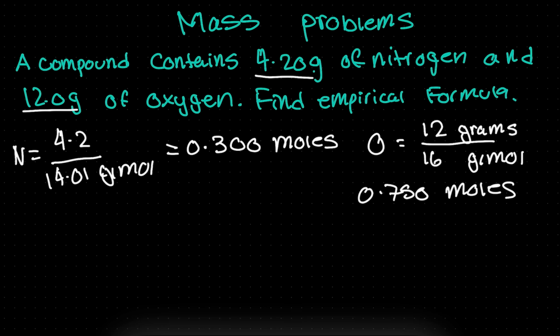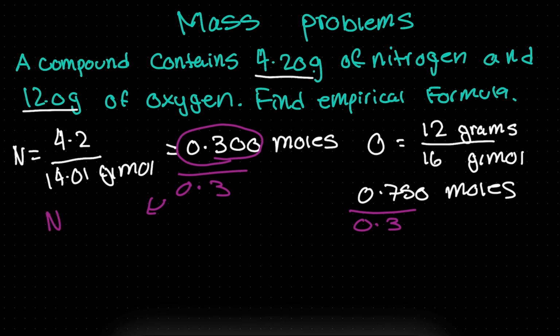So, what was our next step here? Well, our next step was to divide by the smallest amount of moles, which over here is 0.3. So we divide each by 0.3. And when we do that, for nitrogen we get 1 and oxygen as 2.5.